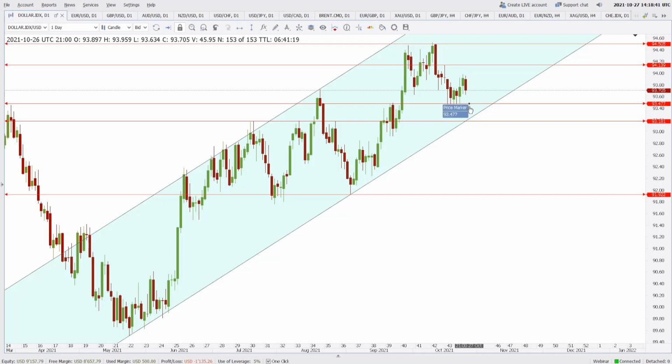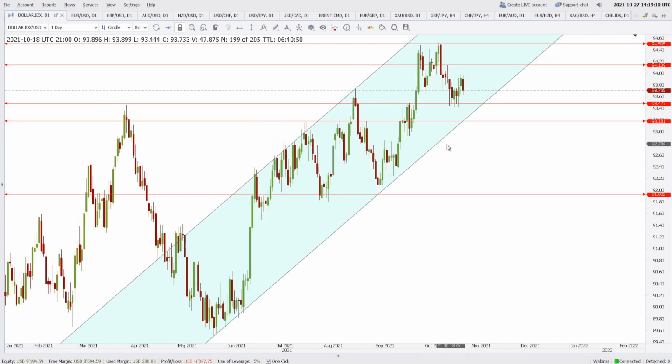Actually the support is much lower, like 93.47, and I am not expecting this support to hold. In fact, I'm expecting the price to go even lower than this and then test this channel's support line, and this can provide some support to the dollar index in the coming time. But for right now, the horizontal support I'm expecting at 93.47.